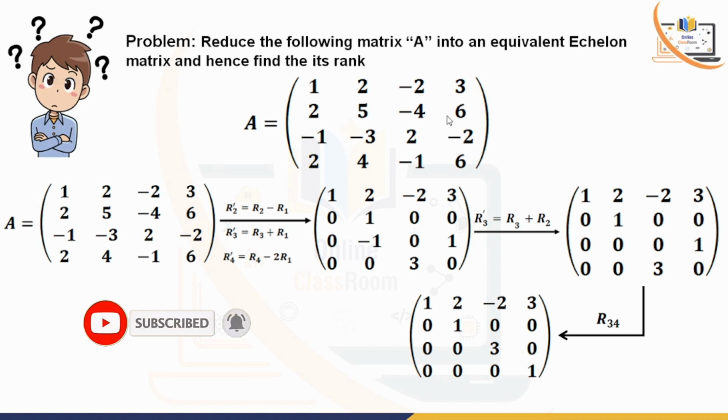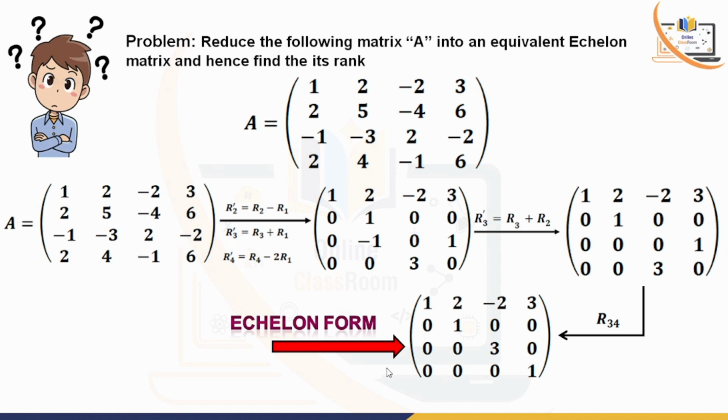That means if a square matrix is given, perform the row operations one by one, and you can also apply interchange of rows. Ultimately you get the corresponding echelon matrix. So this is the echelon form of this matrix, and we also observe that in this matrix we have 4 non-zero rows. That means the rank of this matrix will be 4. So whenever you get the echelon form, you can easily judge the rank of the matrix. This is one of the applications of echelon form.